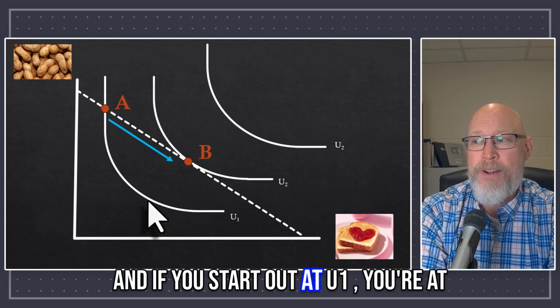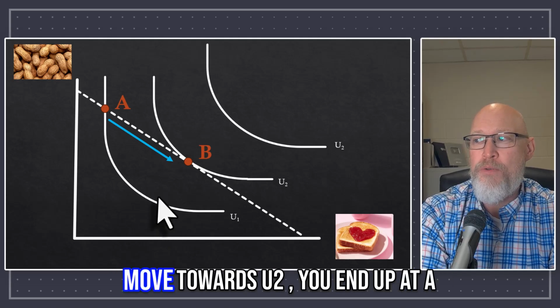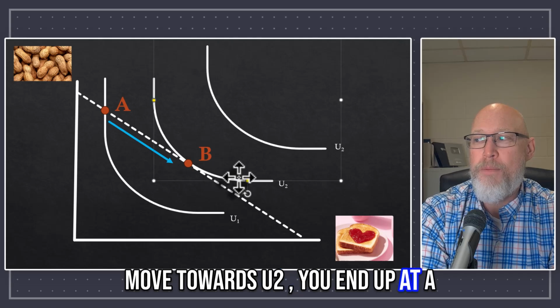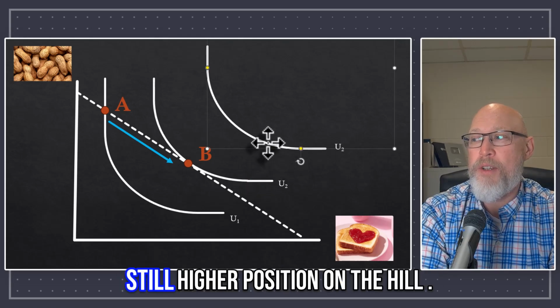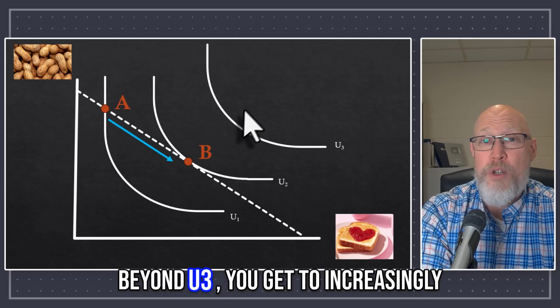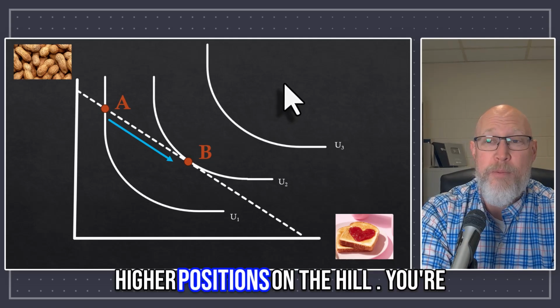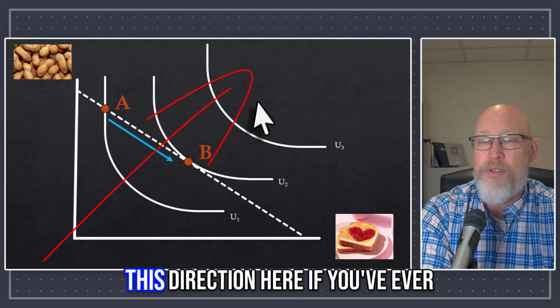And if you start out at U1, you're at a low position on the hill. And as you move towards U2, you end up at a higher position on the hill. And as you move towards U3, you end up at a still higher position on the hill. This should be a 3. And as you go beyond U3, you get to increasingly higher positions on the hill. You're basically climbing a hill as you go in this direction here.